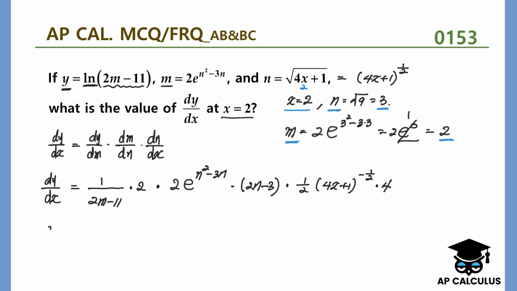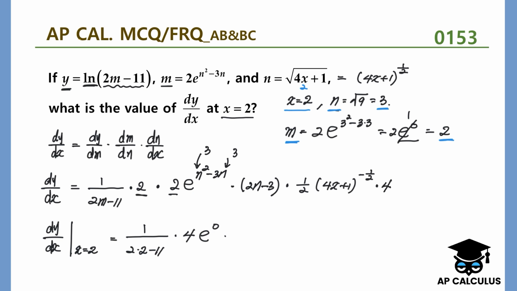So we're going to find the derivative of y with respect to x when x is equal to 2. That's going to be equal to 1 over 2 times (m is 2) minus 11 times, here 2 times 2, that's 4, right? So let's write 4 e to the, here when x is 2, n is 3, right? So 9 minus 9, 0 times n is 3. So 6 minus 3, that's 3. So far so good.